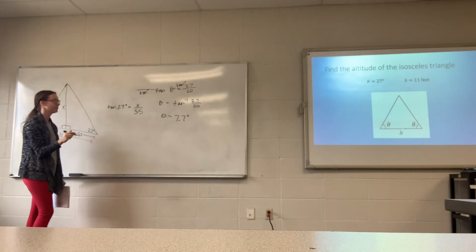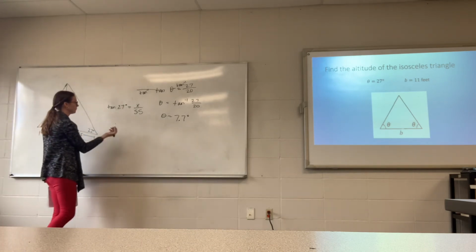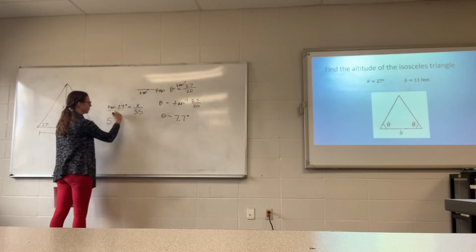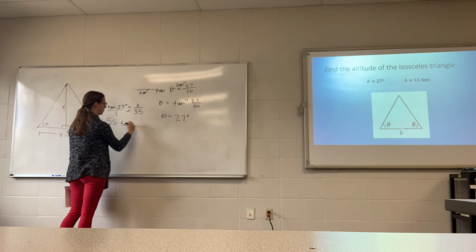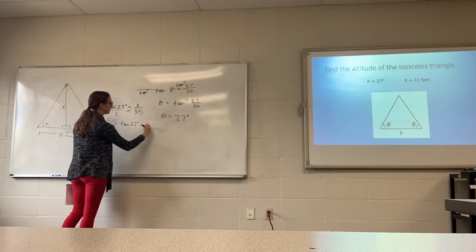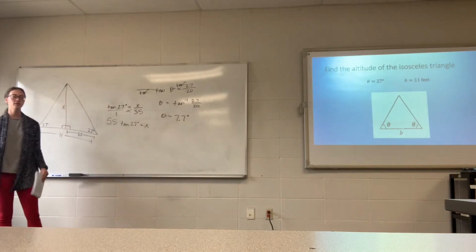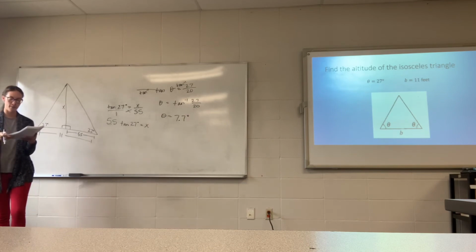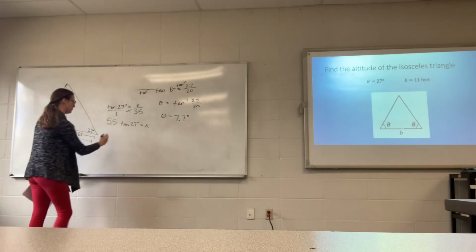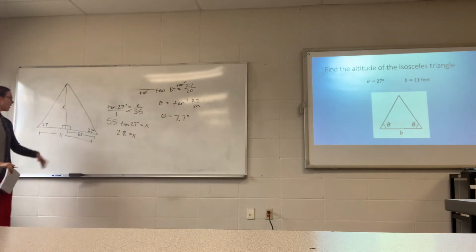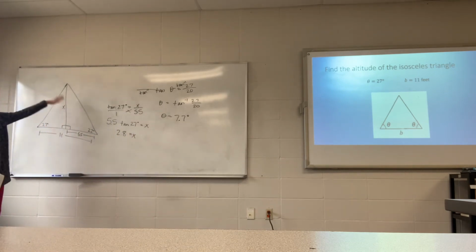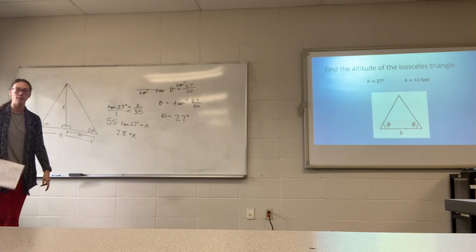Oh, shoot, we multiply by 5.5. Yeah, I can go ahead and just cross multiply. So I have 5.5 times tangent of 27 degrees is equal to x. And then if you type that in, someone, what do we get? 2.8. 2.8, yep. So the altitude or the height of my triangle is going to end up being 2.8.